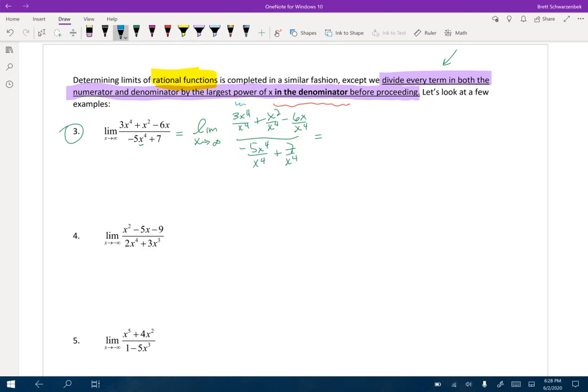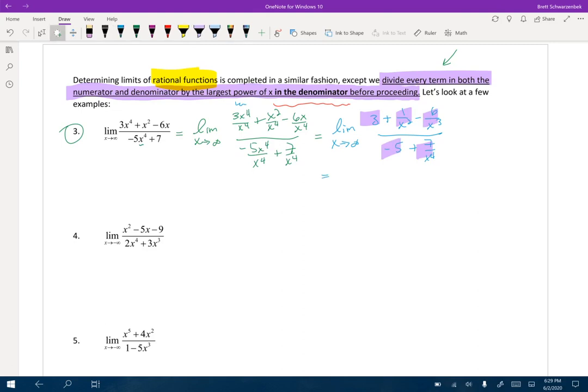Well, let's simplify this even more and get the following. This is going to be 3. This is going to be 1 over x squared. This is going to be 6 over x cubed. Just simplifying here. This is going to be negative 5, and this is going to be still 7 over x to the fourth. If we now take the limit as x goes to infinity of all of these values, what do we get if they were individual values?